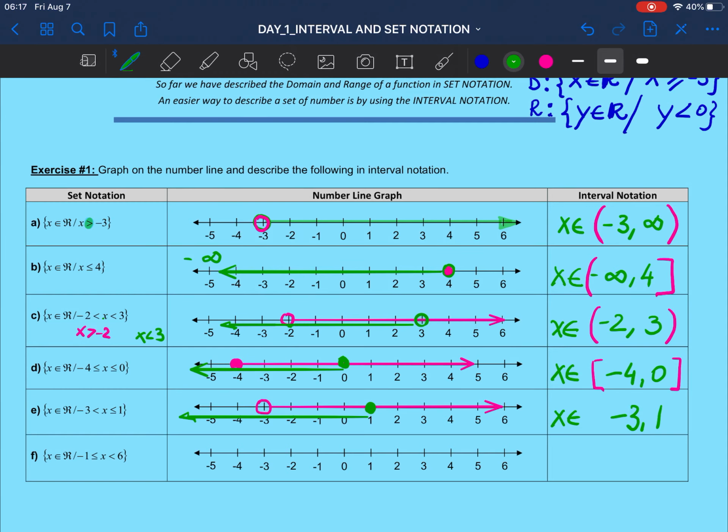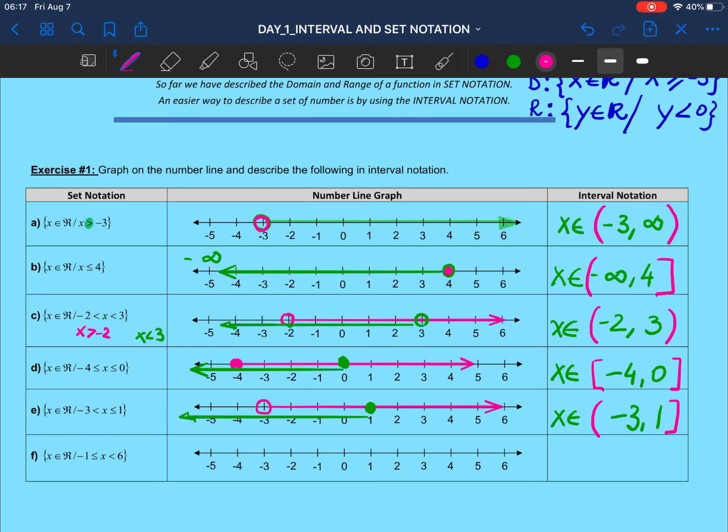And now we have to take another look at the numbers. Negative 3 is not included in the set, so that means round brackets around it. And positive 1 is included in the set, so square brackets around it. So the last example, again, you're more than welcome to try on your own, is between negative 1 and 6.